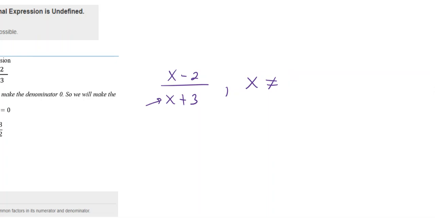So x would not be allowed to equal -3. Do you guys see why that's true? If I threw a -3 in there, that'd be -3 plus 3. That would make the bottom 0, and you can't divide by 0. Does that make sense? Okay, let's do a little bit tougher one now.